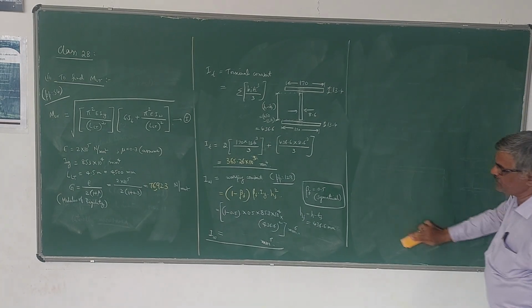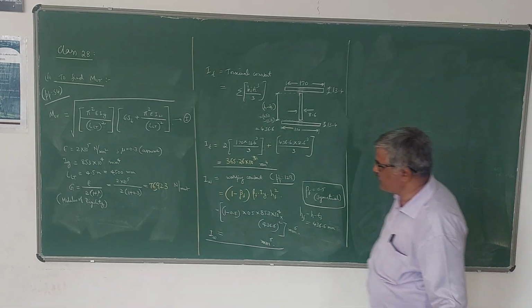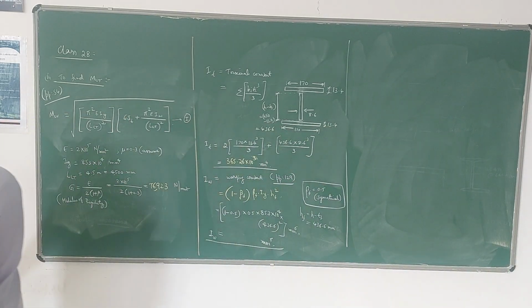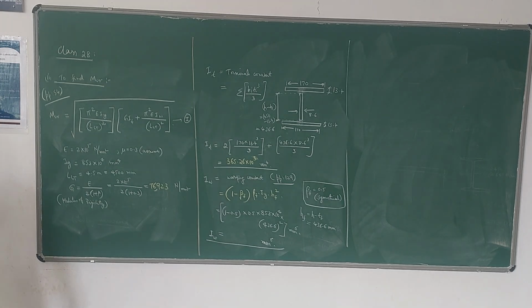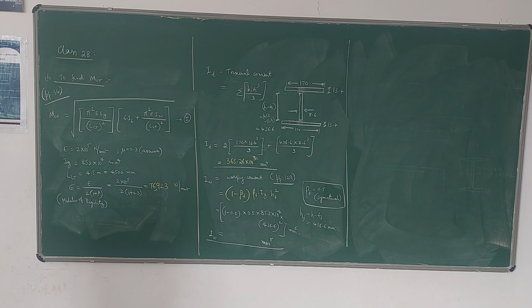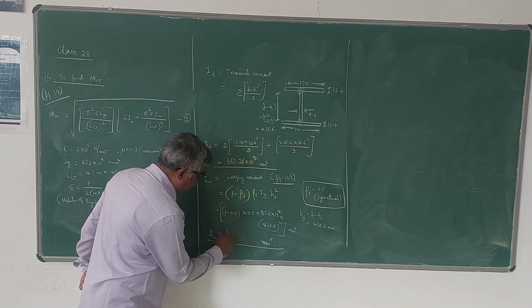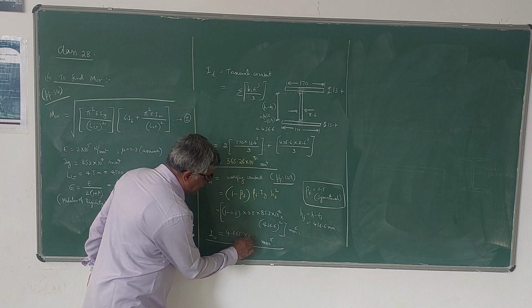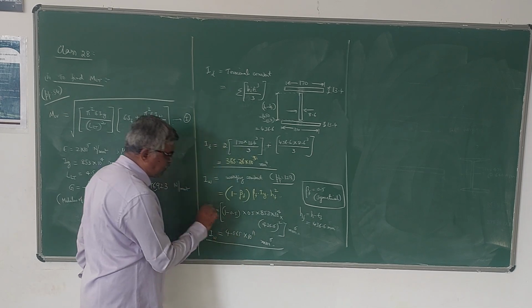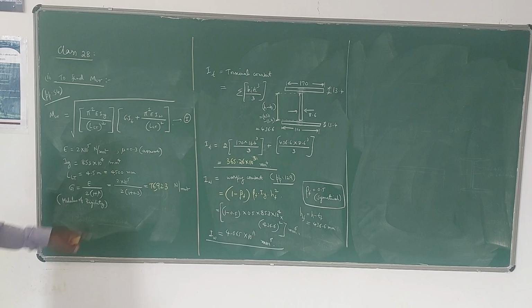What is the value of this? IW. Units are 10 to the power 6. 4.065 into 10 power 11. Okay, very high number you get. No problem. So we got IT, IW.